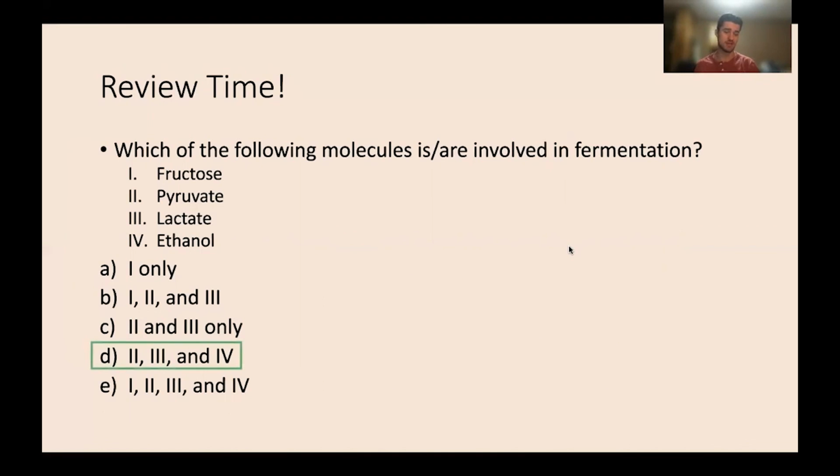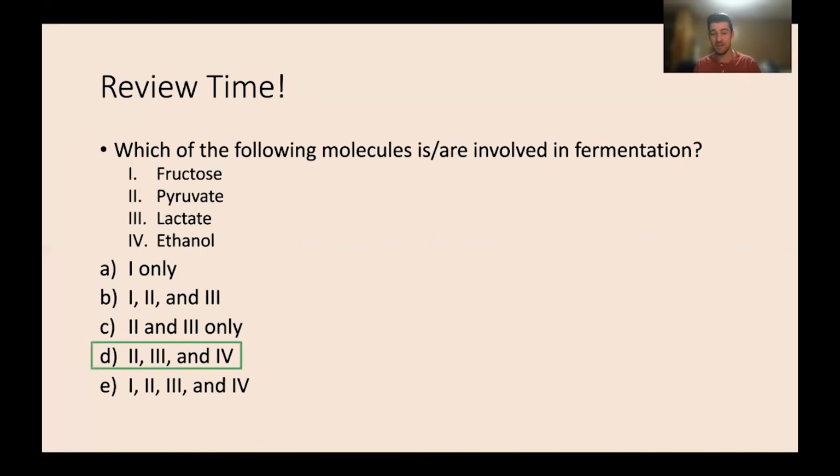So the correct answer is D. This is a pretty simple question. You don't really even have to have extensive knowledge of fermentation to know which of the following molecules is or are involved in fermentation. One is fructose, and the only time I mentioned fructose was probably at the beginning of glycolysis, so it's not really important for fermentation.